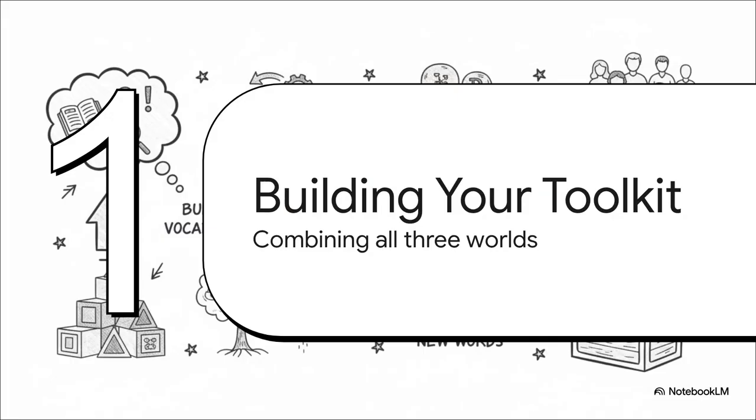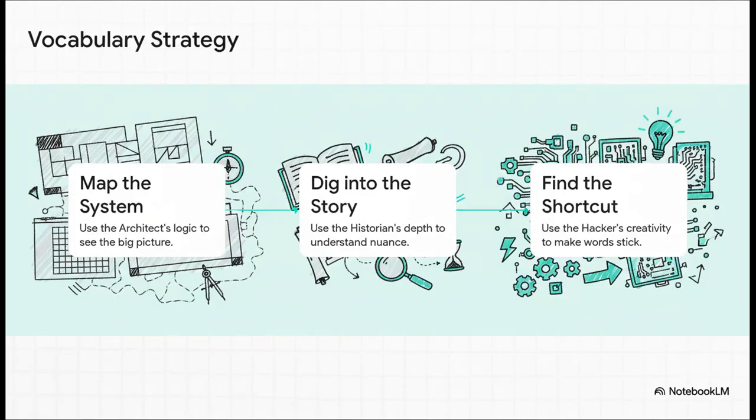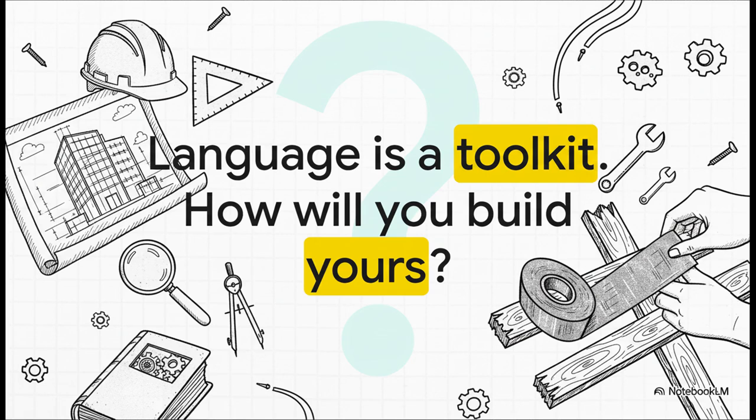So, we've explored the three worlds: the superstructured architect, the deep-diving historian, and the clever hacker. So the big question is, which one is the best approach to use? Well, the real secret is that you don't have to choose. The most effective learners actually combine all three strategies. You use the architect's logic to map out the big picture. When one specific word is really important or just confusing, you put on your historian hat to dig into its story. And for those few stubborn words that just won't stick, that's when you call in the hacker for a clever mind trick.